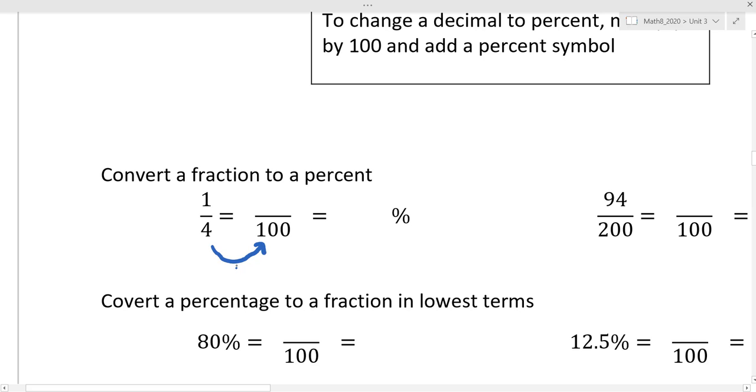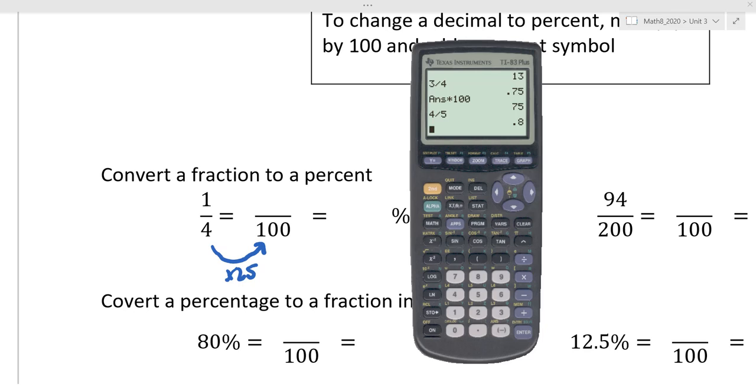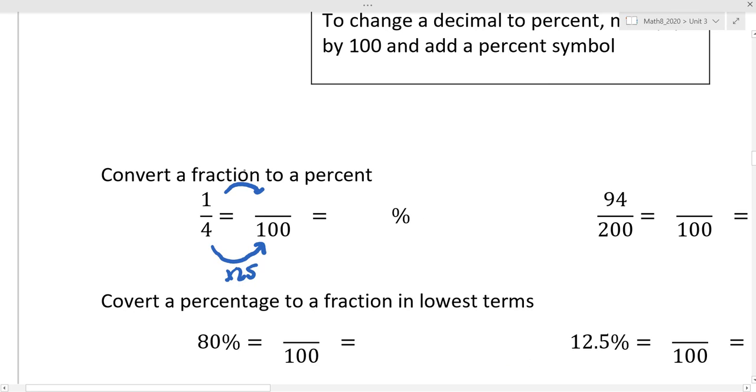What do we need to multiply 4 by to turn it into 100? Times by 25. Now, if you have trouble doing that, look at the two bottom numbers, take the bigger number and divide it by the smaller number. That'll tell you what you're multiplying by. So you're multiplying this by 25. So 1 times 25? 25.